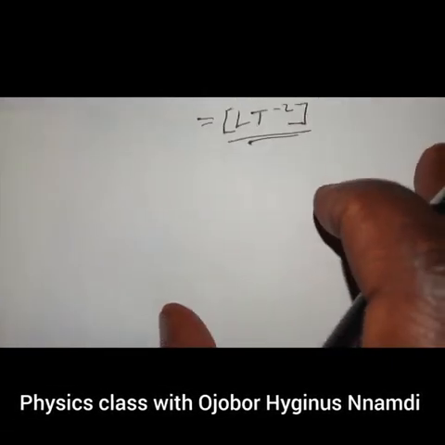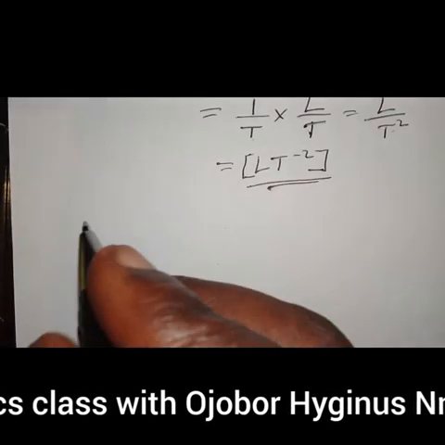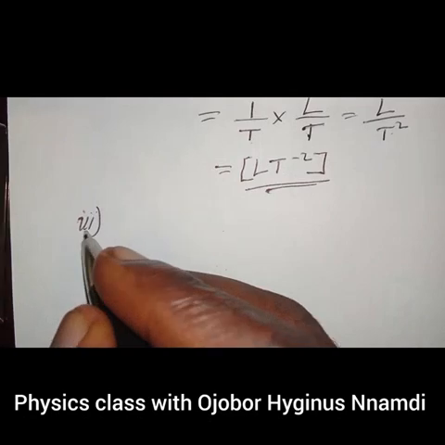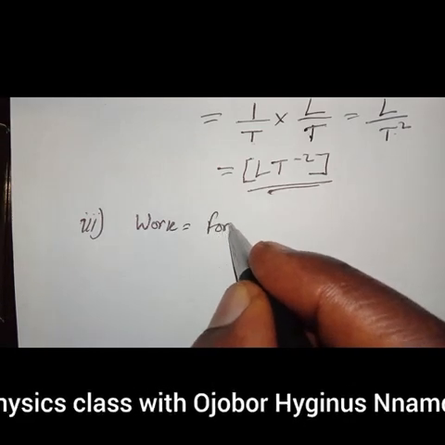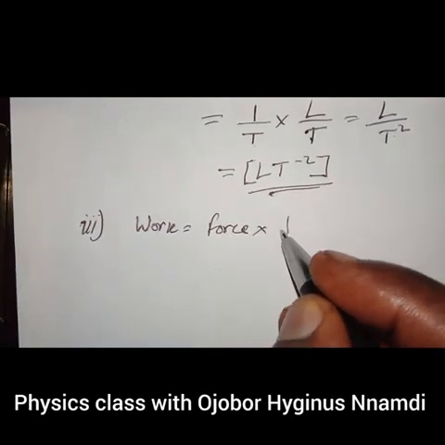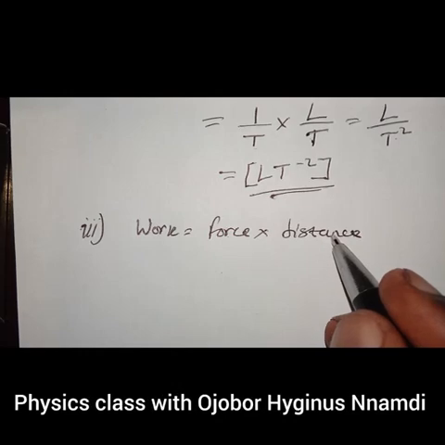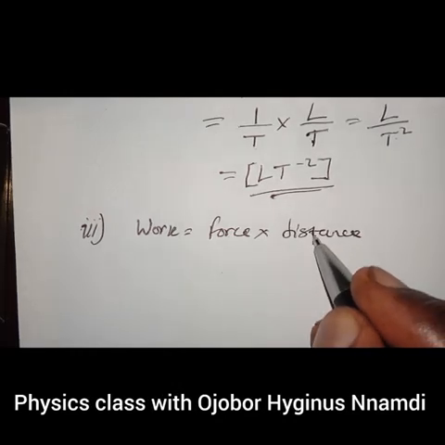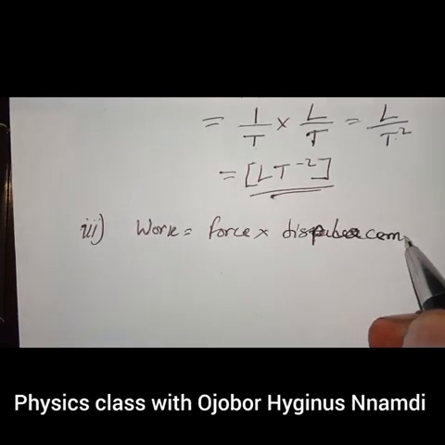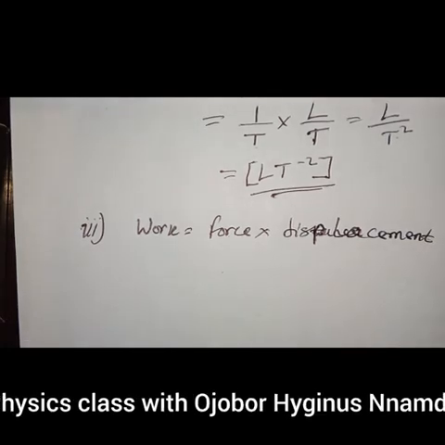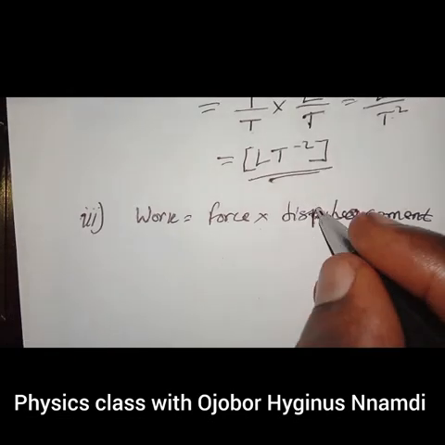Then number 3 asks us to determine the dimension of work. What is the formula for work? Work is said to be force times distance. Or force times displacement. Let's use displacement because distance is not directional. So we say force times displacement, or if you are using the distance, it has to be a distance in the direction of the force. So it is force times displacement that is work.